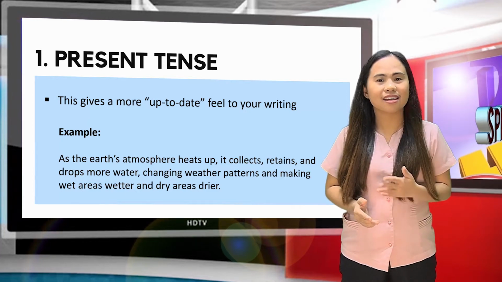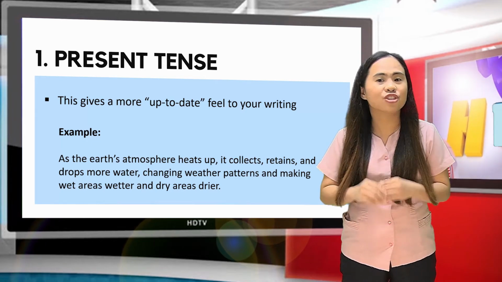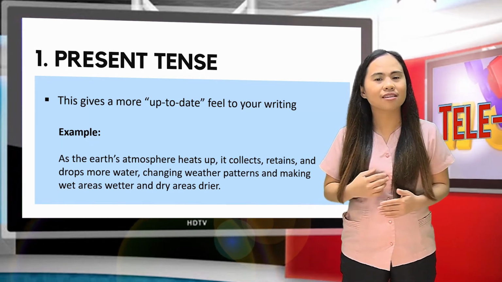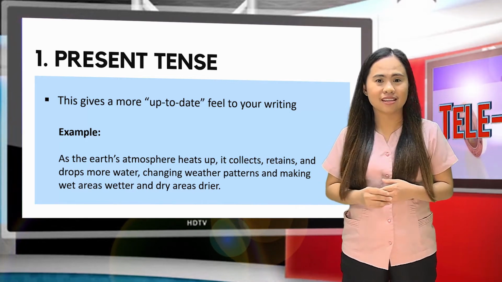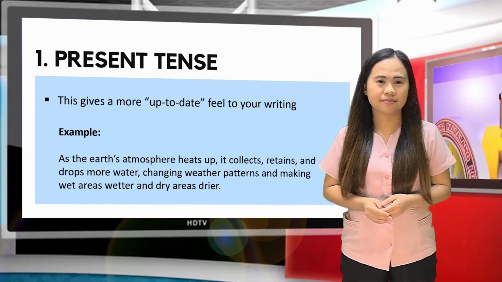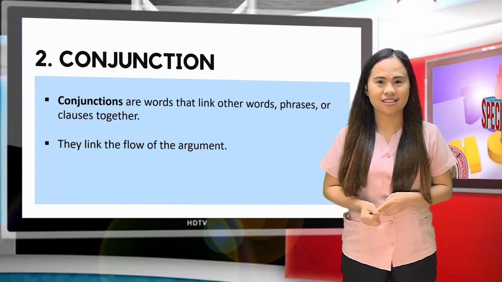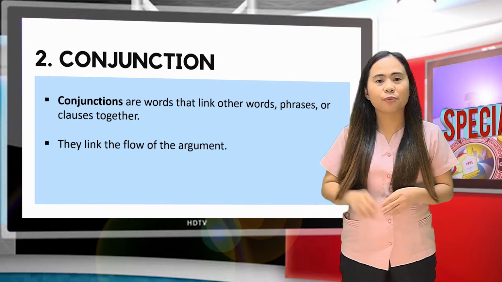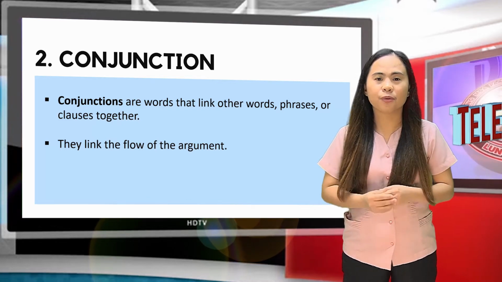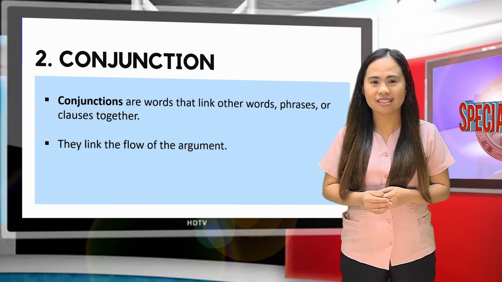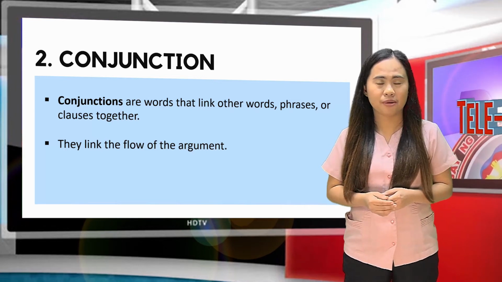Generally, the text is written in the present tense in argumentative texts, but may change also to past tense for recounted events or historical evidence. It may also be written in the future tense if predictions are being made. The second language feature is conjunction, or the connectives, so that we can achieve cohesion and coherence in our texts. Conjunctions are words that link other words, phrases, or clauses together. They also link the flow of the argument in our article.